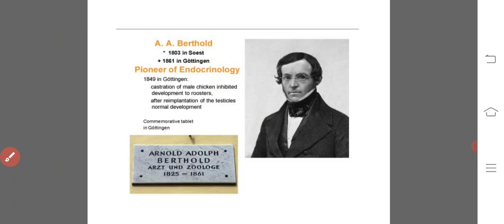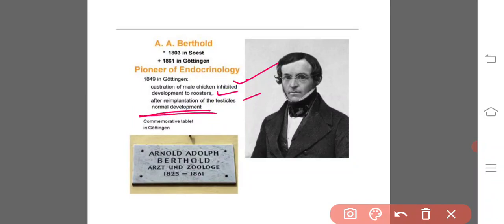See, Arnold Adolf Berthold here, what he did is, in 1849, castration of male chicken, a removal of testicles from the male chicken, that inhibited the development of chicks into the roosters. After the reimplantation of the same testicles, that leads to the normal development.